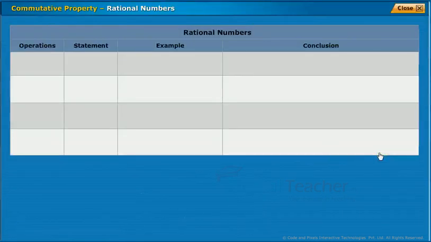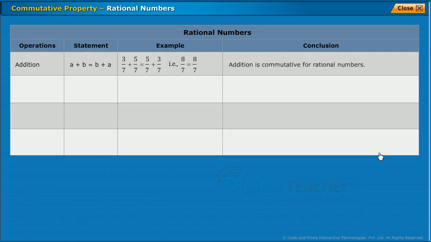Let us see the commutative property of operations on rational numbers. Under addition, it states that the change in the order of two numbers does not change the result when added. For example, the addition of 3/7 and 5/7 and vice versa is the same in both cases. It concludes that addition is commutative for rational numbers.